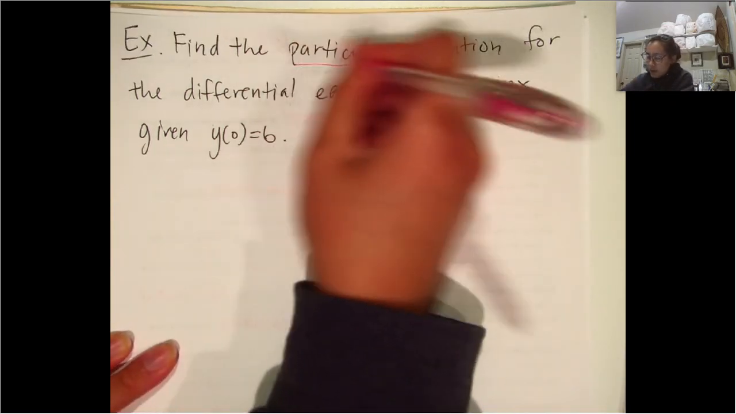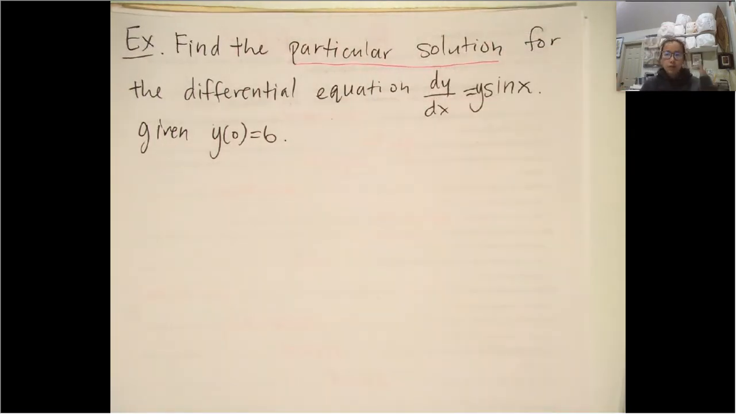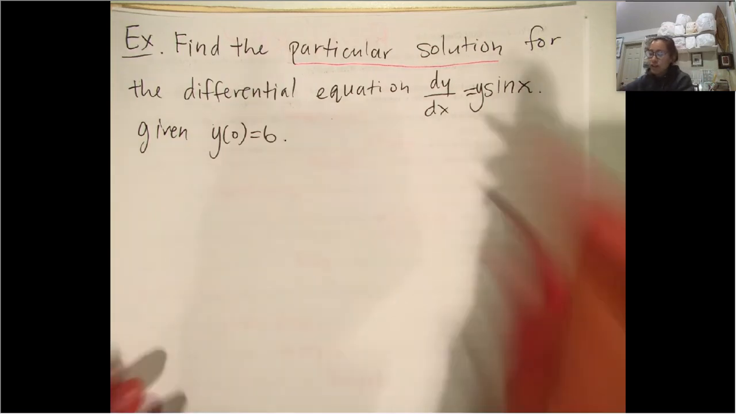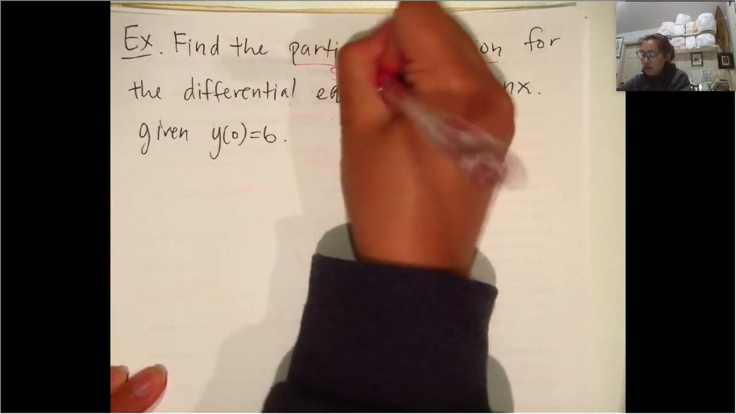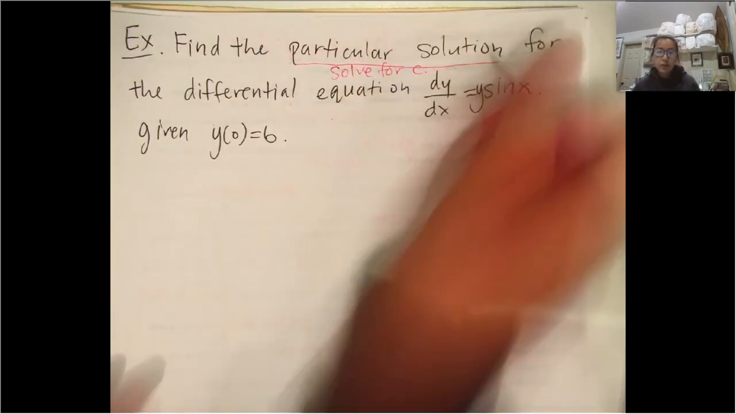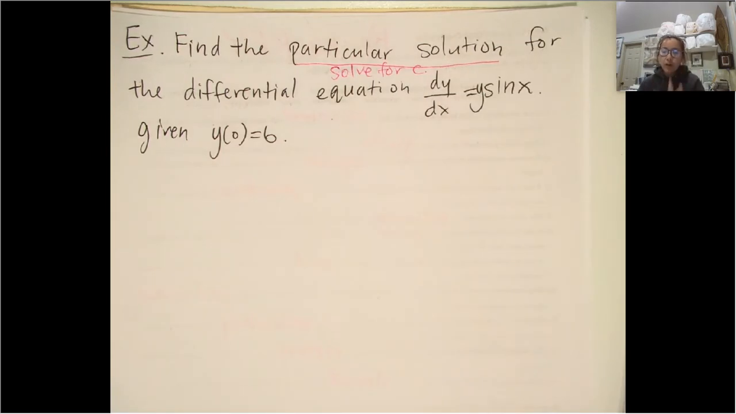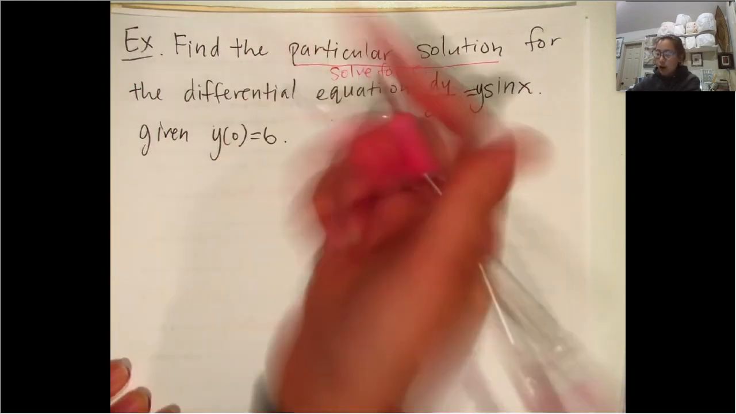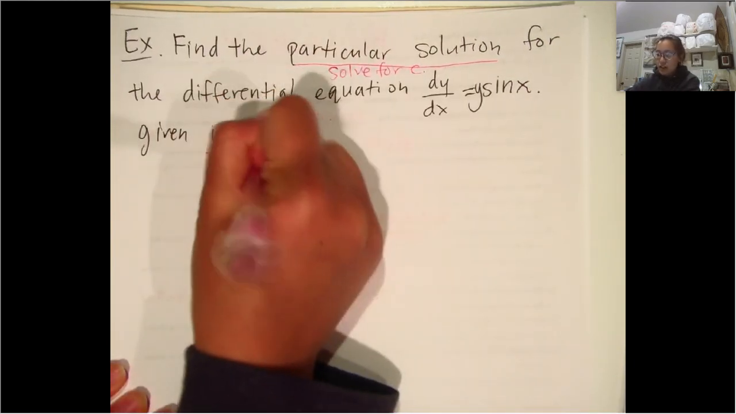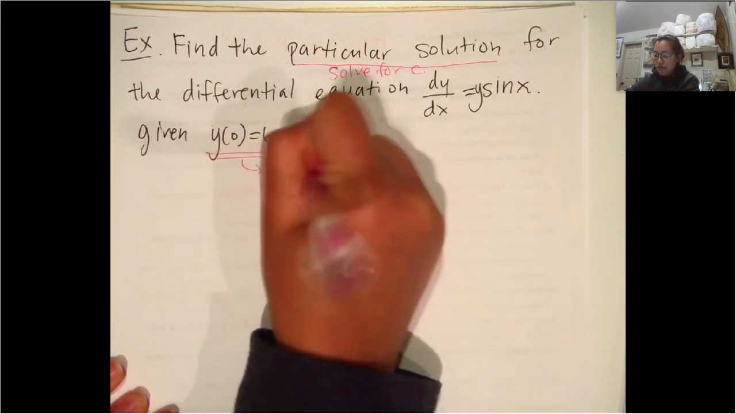In the words particular solution, when you read that, I want you to think in your head, okay, particular means that you want to find the specific one. So basically, you need to solve for C. Okay, so you still need to do the plus C, but ultimately you want to solve for C and get an actual value for C. And then it says, given y of 0 equals 6, we call this the initial condition.